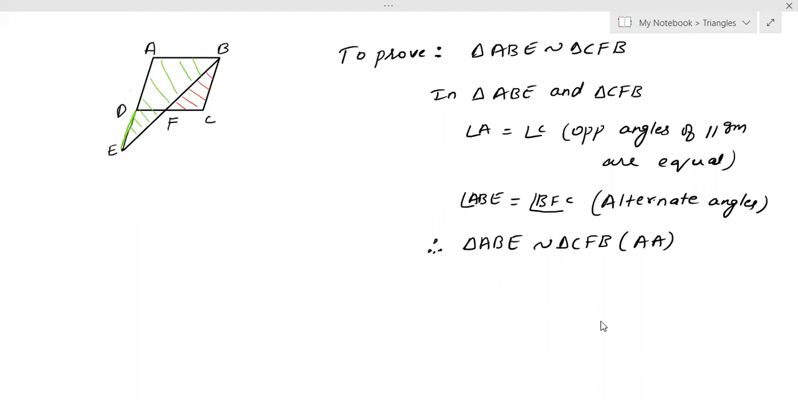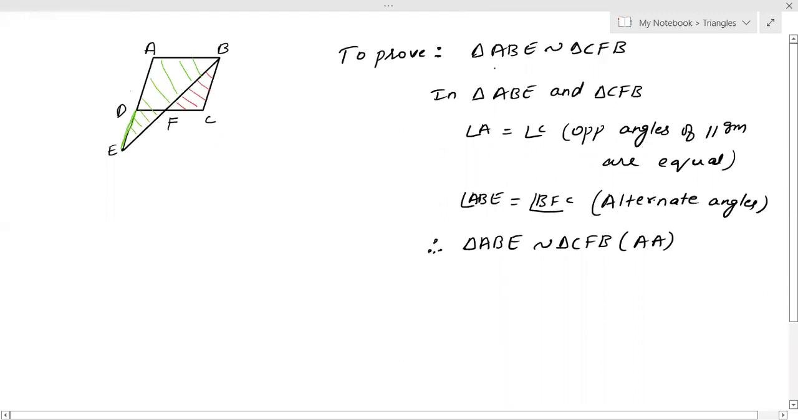If we want to prove triangle ABE is similar to triangle CFB, it is very clear. Angle A, the first alphabet, will be equal to C, B will be equal to F, and E will be equal to B. We have to just give the reason. If you observe, this is a parallelogram, right? So AB will be parallel to CD and BC will be parallel to AD. The opposite sides are parallel in a parallelogram, isn't it?